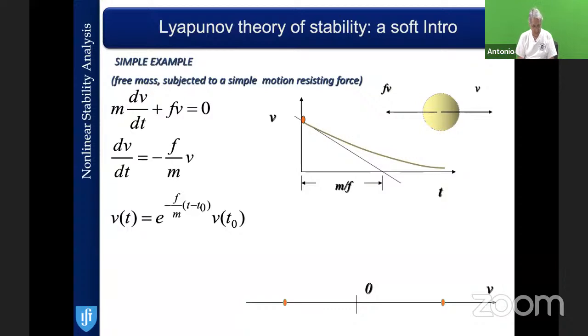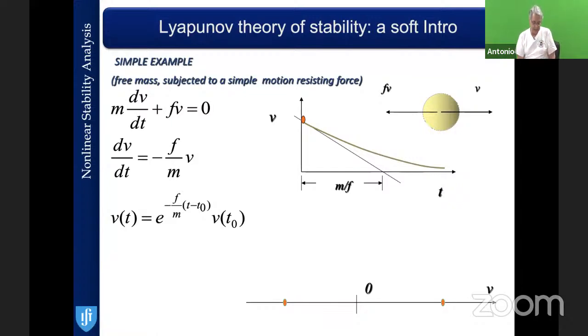So let me give you a very simple example where you have a free mass subjected to a simple... So all I'm saying is that I have a ball, a mass. It's going at velocity v, and it has some resisting force that is proportional to v. So I'm not thinking of anything physical, because normally it should be v squared. Okay, so the sum of all forces, which is minus fv, is equal to mass times acceleration.